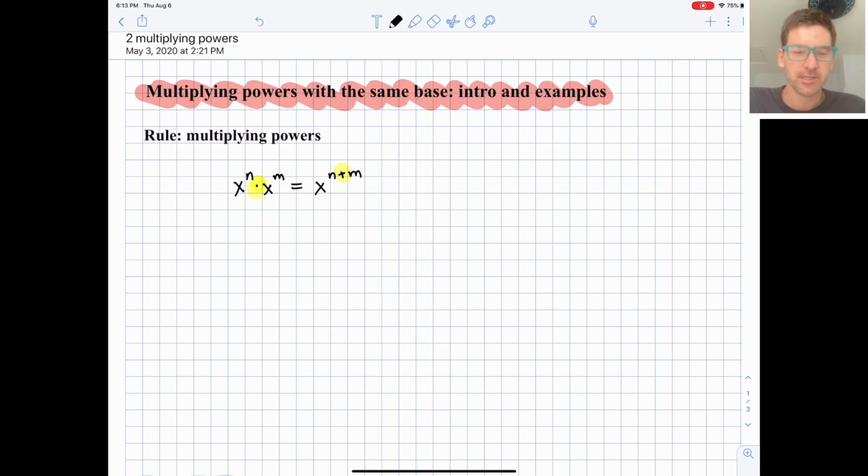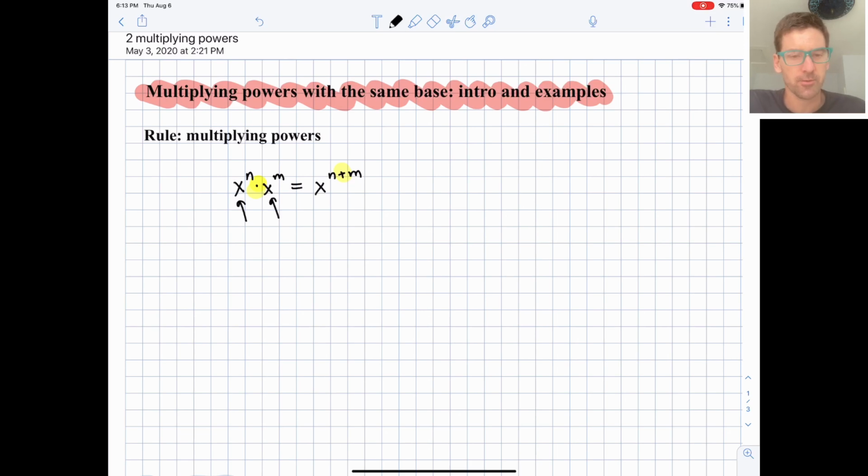The bases have to be the same. So this only works if those two bases are the same. And it only works if we're multiplying. It doesn't work if we're adding or subtracting, okay? We'll get to a division property down the road, but we need to be multiplying here.